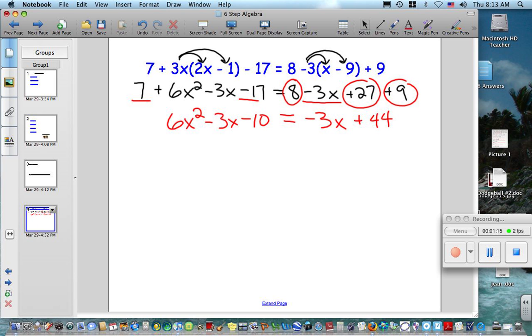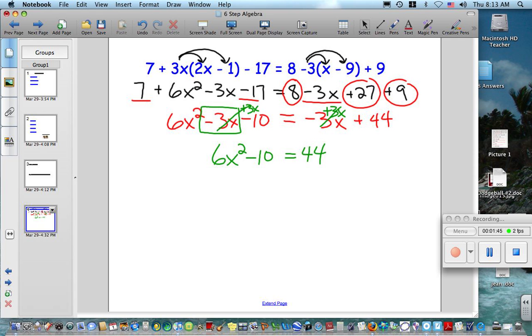My next step is to start doing the actual algebra skills, which is to start eliminating things that I don't need or grouping things from one side to the other. If I add 3x to a negative 3x, that will eliminate it. And then if I do the exact same thing to the other side, which is one of the rules of algebra, you must do the same thing to both sides, it'll actually eliminate that one as well. That'll leave me with 6x squared minus 10 is equal to 44.